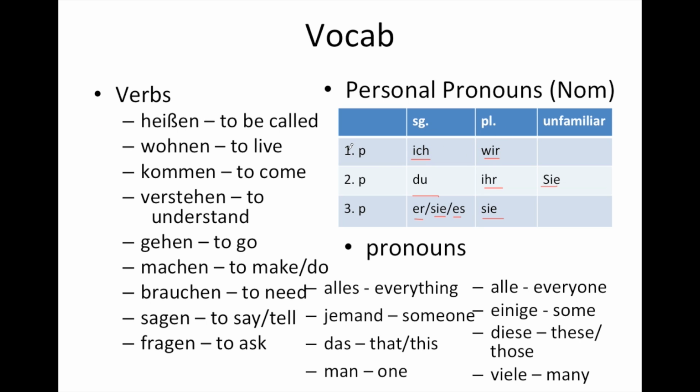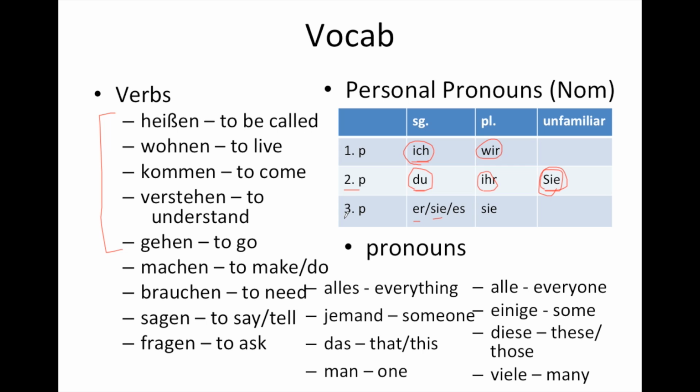And then for the second person, if I'm talking about you, there are 2 people involved: du for the singular, you, and then ihr for the plural, y'all. And then if you're an adult whom I don't know, then I'll use the unfamiliar or the formal form, sie, meaning you formal. So again, we have 3 ways to say you in German: du for the singular, ihr for the plural, and sie for the unfamiliar form.